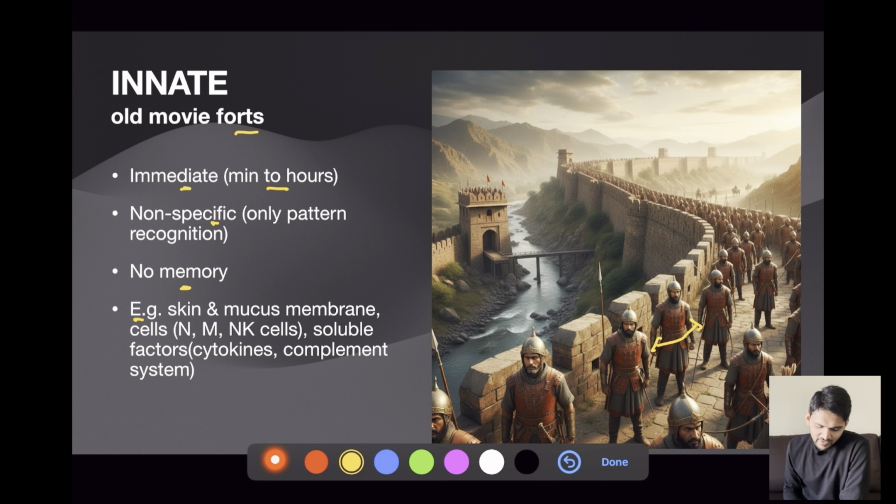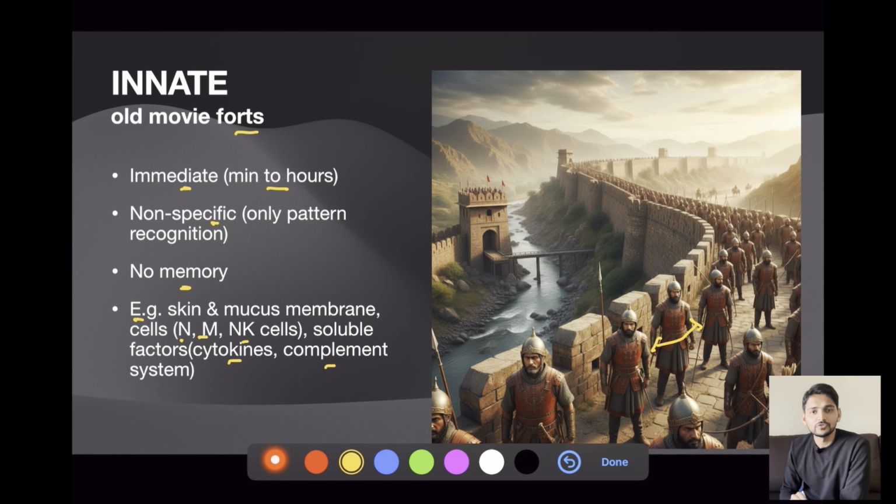For example, we can see that skin and mucous membrane are one of the strongest components of innate immunity. Similarly, some cells like neutrophils, monocytes, NK cells, right? And some soluble factors such as cytokines and complement systems. So these all will come in the section of innate immunity.